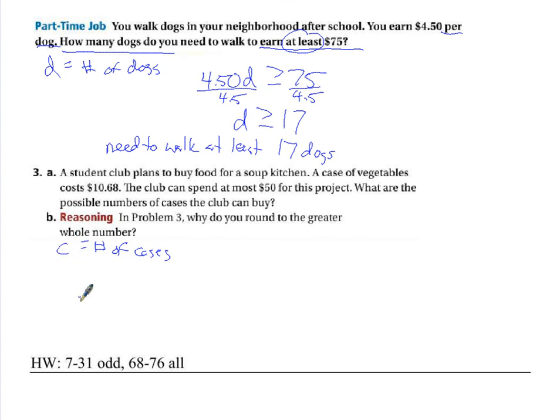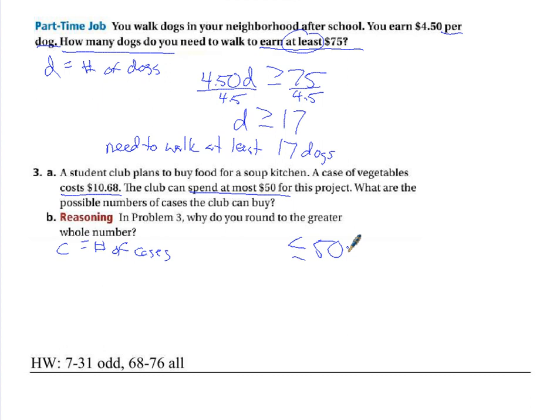Okay? All right, we need to write an inequality. So we know that the cases cost $10.68 a pop. We can spend at most $50 for this project. So however much I spend, can it be more than 50 or less than 50? It has to be less than 50. Can it be exactly 50? Yeah, it can. Okay. So I'm going to write 50, and then my inequality here will be whatever I spend has to be less than or equal to 50.